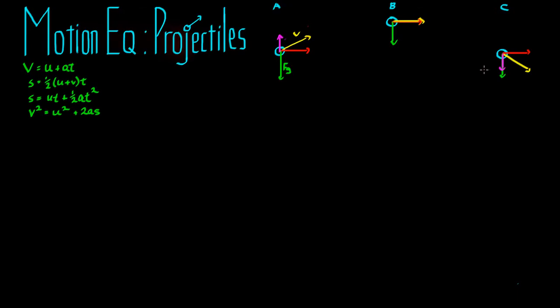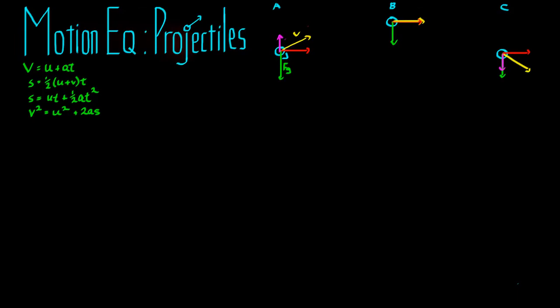Since the vertical component of the velocity is changing, there must be a force acting on this ball, and the force is gravity. Since gravity is acting in the same direction as the vertical component of the velocity, it is able to change it, but since it is acting at right angles to the horizontal component, gravity does not change the horizontal component of the velocity.